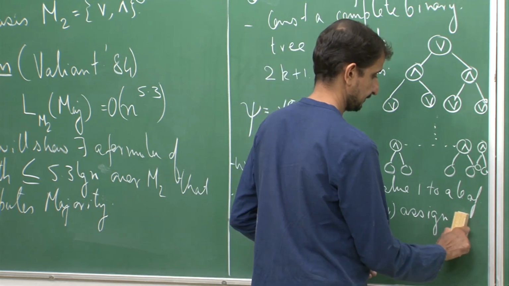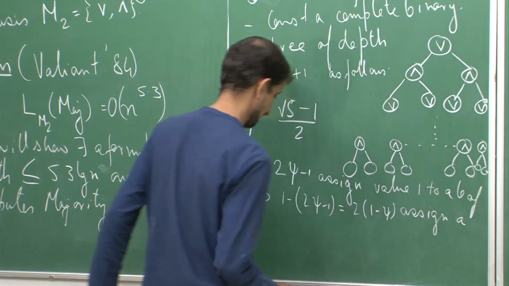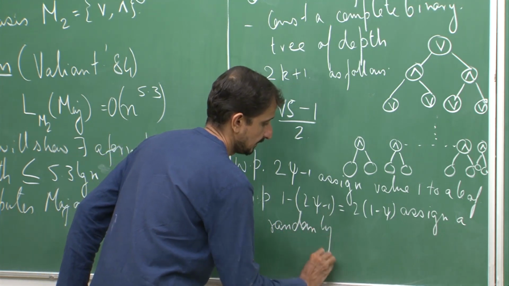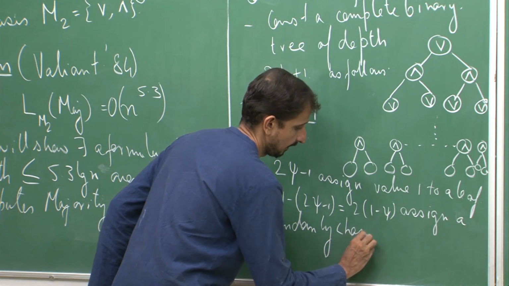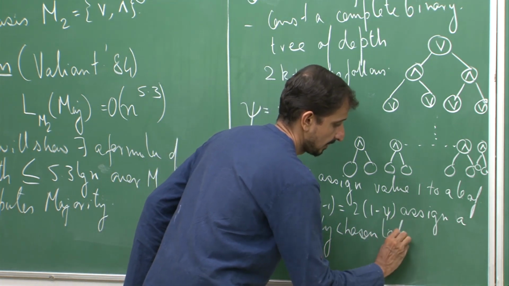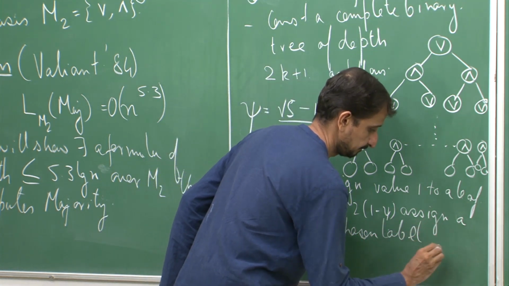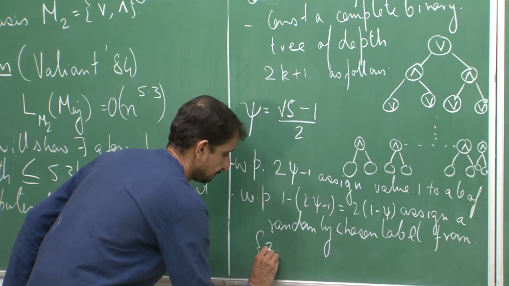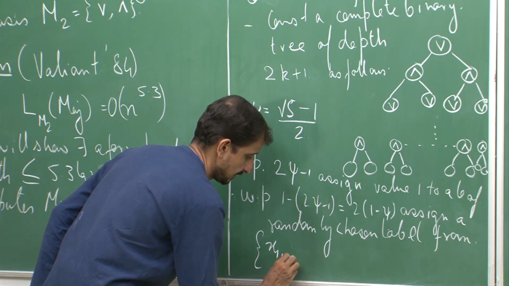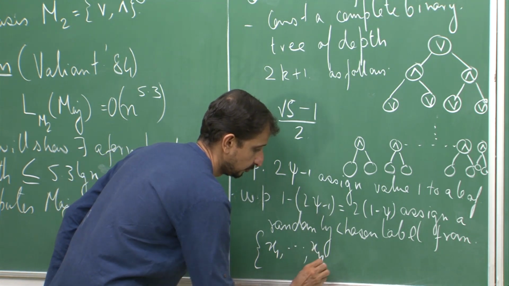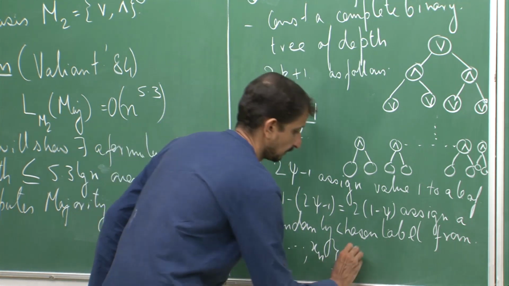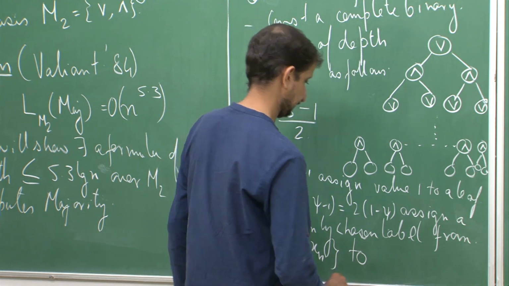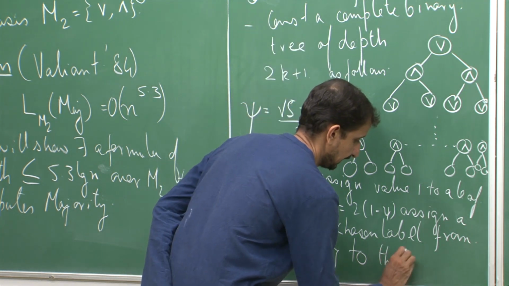assign a randomly chosen label from x1 to xn to the leaf.